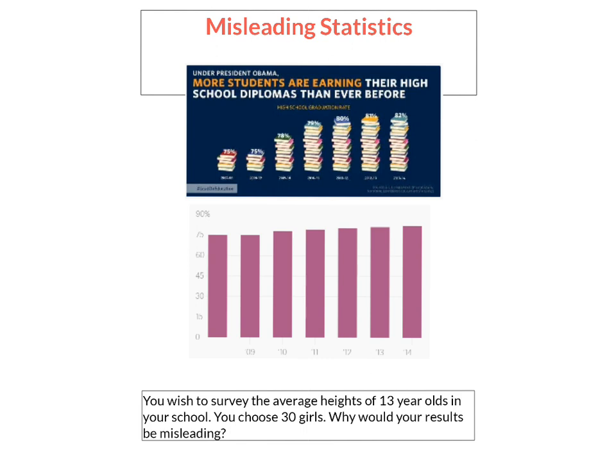So the second one down here: you wish to survey the average heights of 13-year-olds in your school, you choose 30 girls. Why would your results be misleading? Have a think for a second, think about who I've chosen to survey. I've picked 30 girls, but think about what I want to show. I want to show the average height of 13-year-olds in your school. I didn't say the average height of 13-year-old girls, I just said 13-year-olds. So who have I forgotten about? I've forgotten about the boys. So again, it's a biased sample that's not going to be representative of all 13-year-old heights. I needed to pick a random selection of boys and girls.